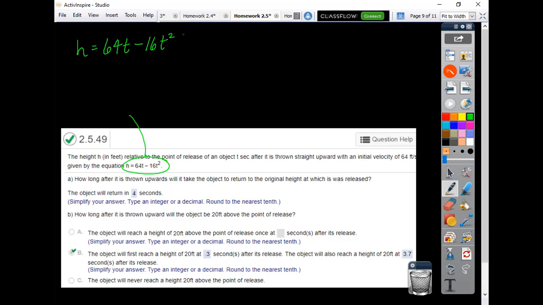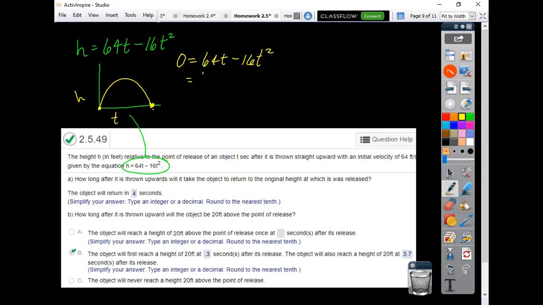And so if it's time 0, if you put a 0 in here as initial time, those terms both cancel out. The height would be 0. So this object is actually starting right at the origin, and then it's going up and coming down. The question asks, how long does it take to return to its original height, which would be height 0. So we'd be solving the equation 0 equals 64t minus 16t squared.